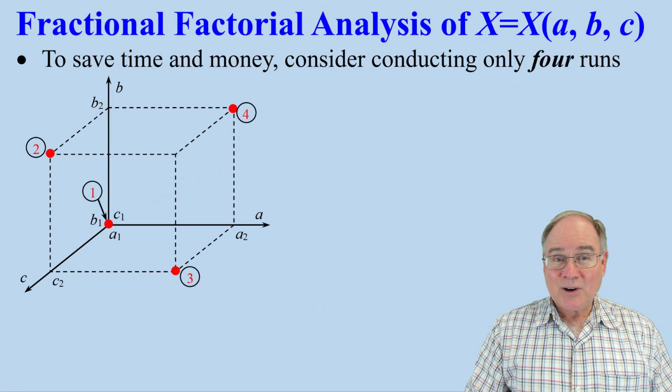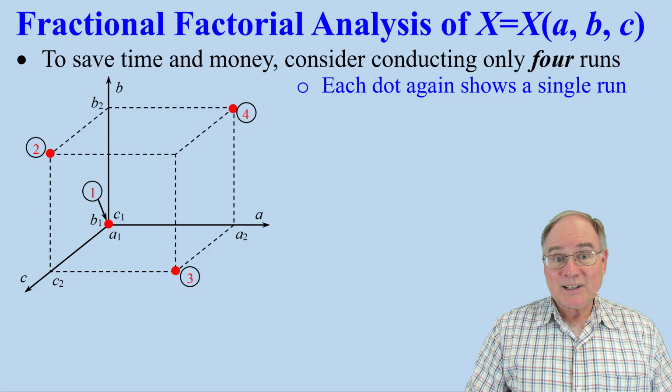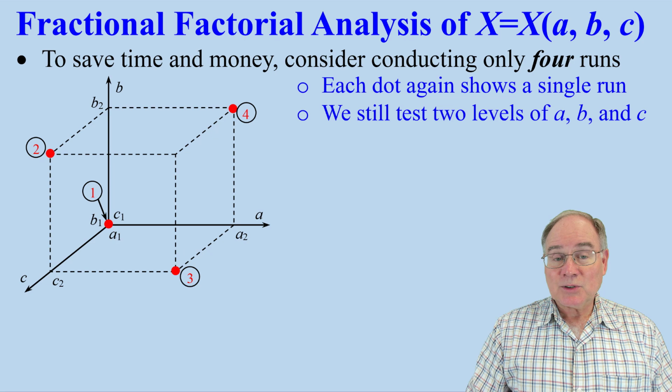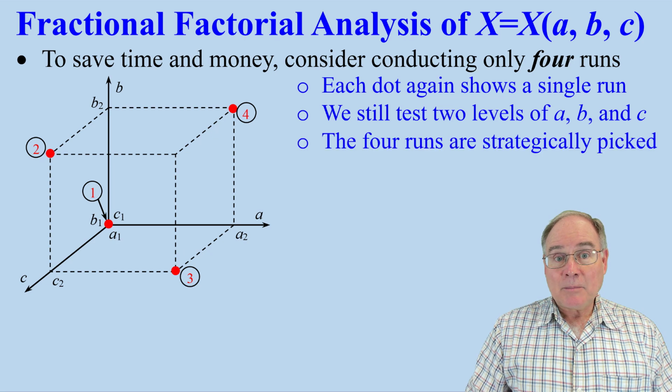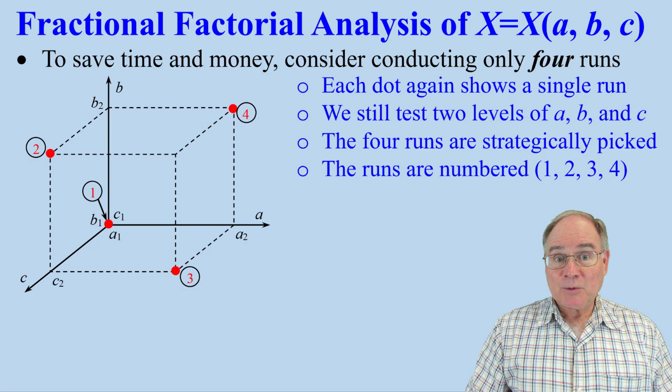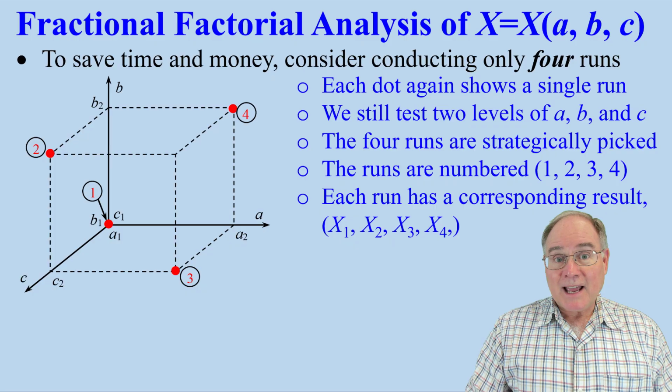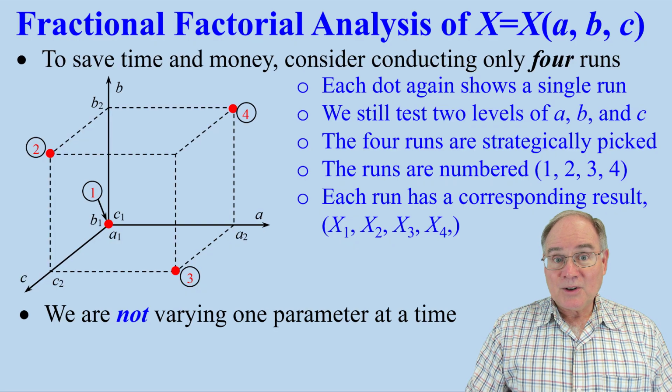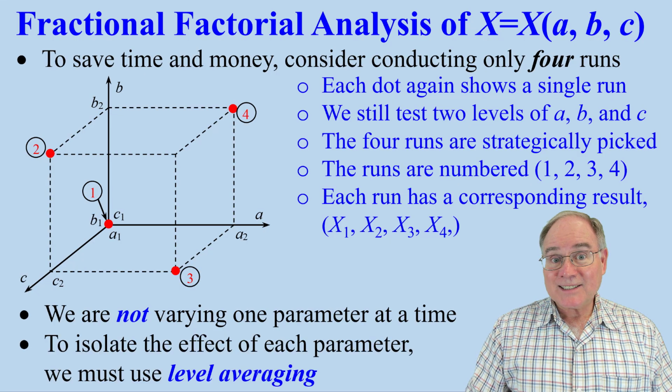Now consider what is called fractional factorial analysis for the same x as a function of A, B, and C. In this figure, each dot again shows a single experimental run, and we're still testing two levels of each parameter. But now we strategically pick the 4 runs that we do. The runs are numbered 1, 2, 3, and 4, and each run has a corresponding x value. Notice that we are no longer varying one parameter at a time. So to isolate the effect of each parameter, we must use what's known as level averaging.